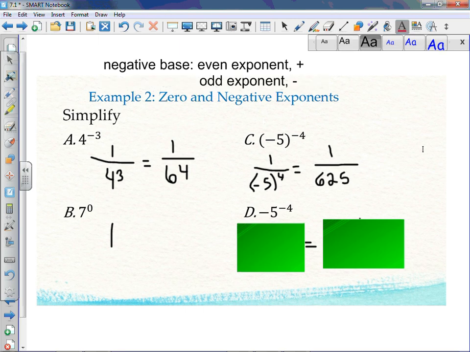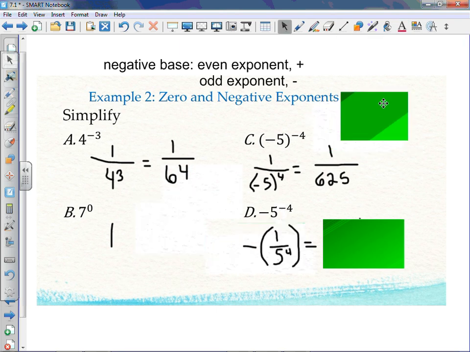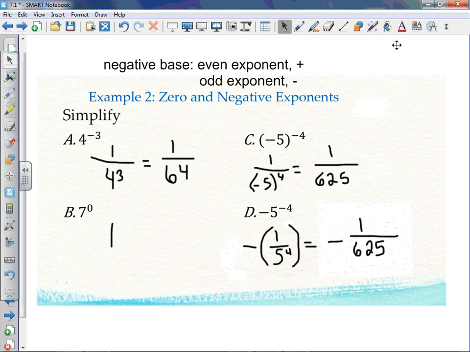The example of that is in D. In D, 5 is the only base. So the negative sign in the exponent only drags down the 5 and not the negative sign. So the negative sign stays there. So our answer would be -1 over 625.